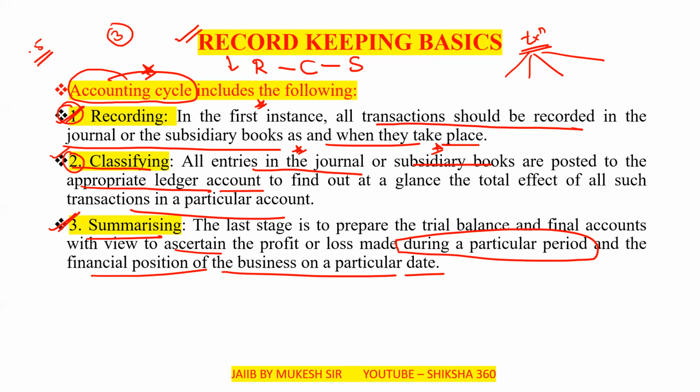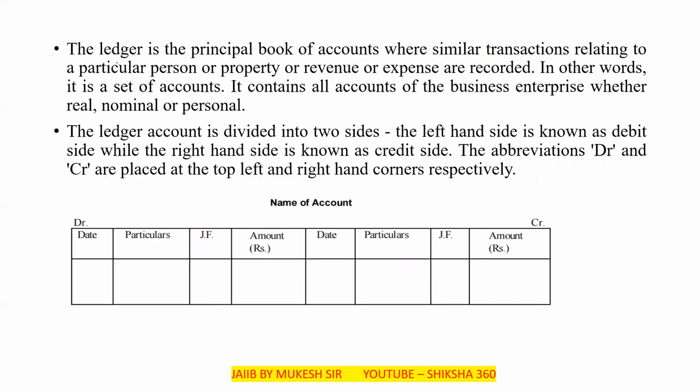Now move to the next thing. This is the ledger. What is the ledger? The ledger is the principal book of accounts where similar transactions relating to a particular person, property, revenue or expense are recorded.